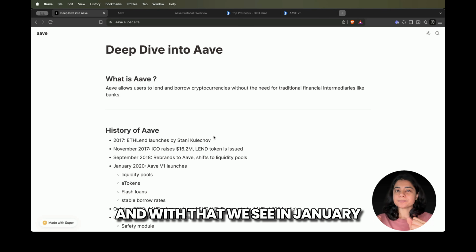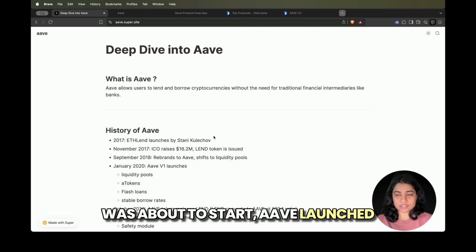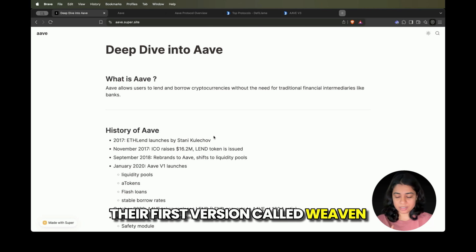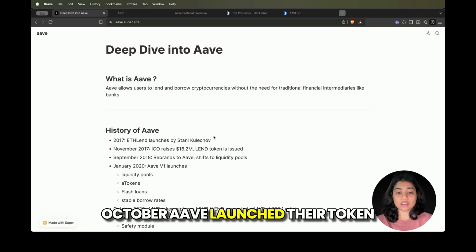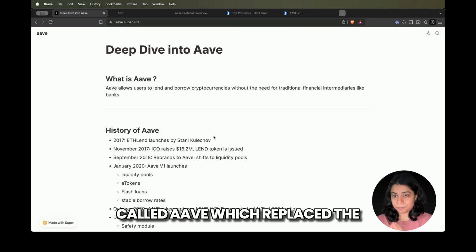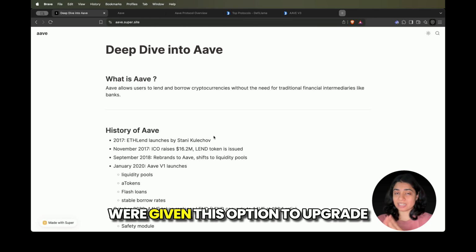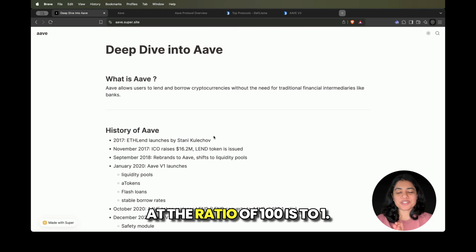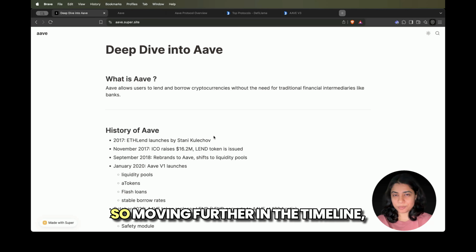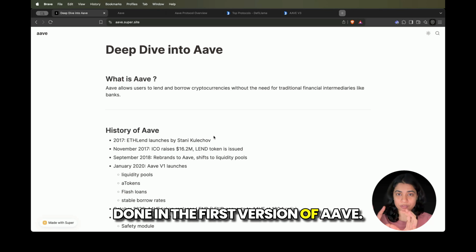In January 2020, just before the DeFi summer was about to start, Aave launched their first version called V1. Later that year, in October, Aave launched their token called Aave, which replaced the previous token Lend. At this point, users were given the option to upgrade their Lend token to the Aave token at a ratio of 100 to 1. Moving further in the timeline, let's see what was done in the first version of Aave.